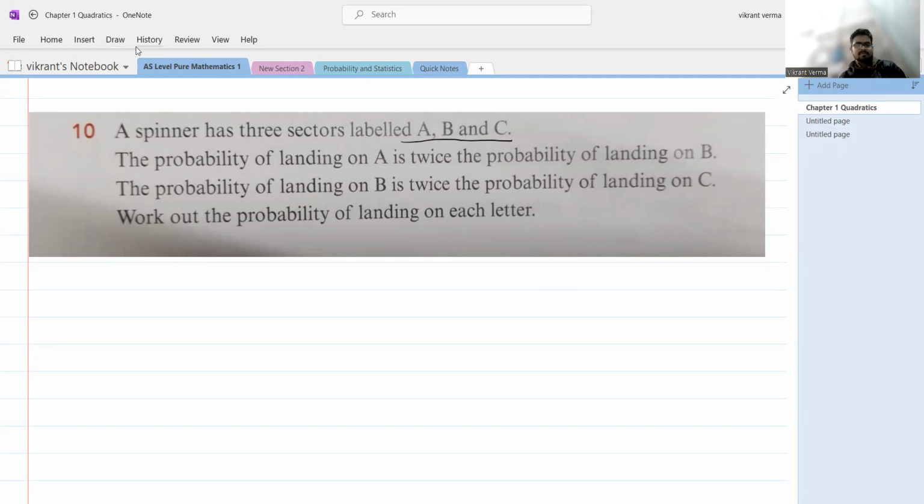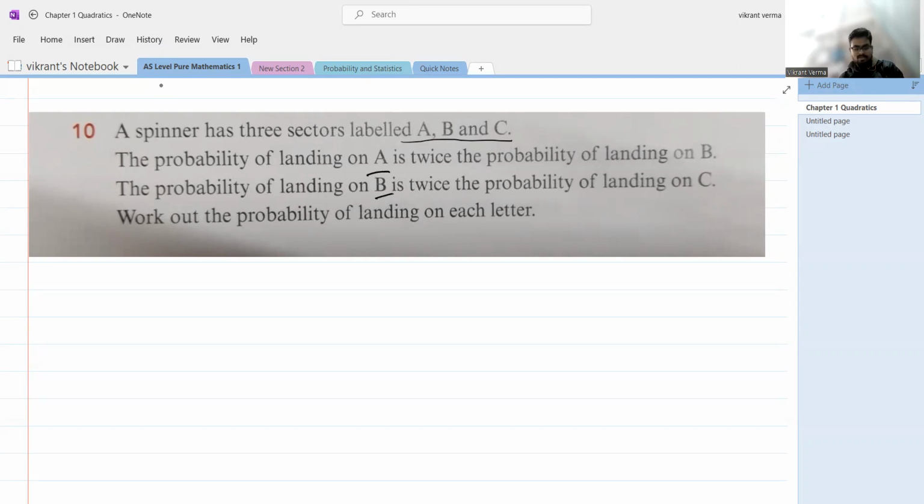So the question is telling us that the probability of landing on A is twice the probability of landing on B, and the probability of landing on B is twice the probability of landing on C. So ultimately, if I pick the probability of landing on C to be something, then all the information will be converted for B as well as for A.